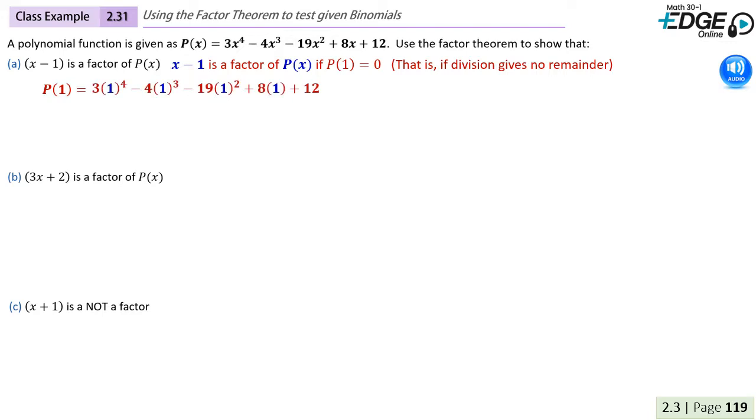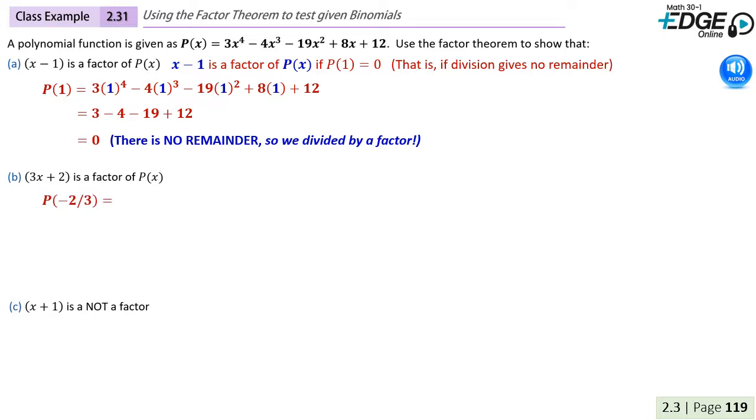Well, we replace all the x's with 1 and find that it does indeed turn out to be a 0. This confirms there is no remainder, or a remainder of 0, and means that x minus 1 is a factor of p of x.